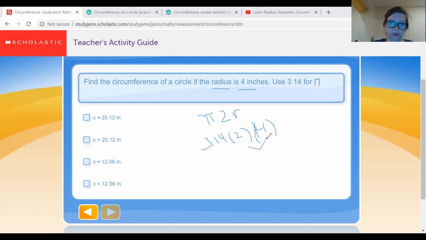All right, so if you multiply 2 times 4, you should get 8. And then you're going to multiply that times 3.14. If you multiply 3.14 times 8, you should get what? See if you can figure it out.